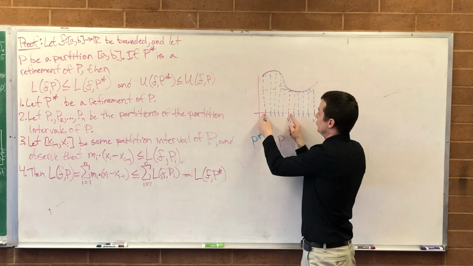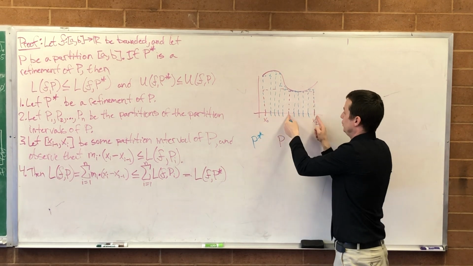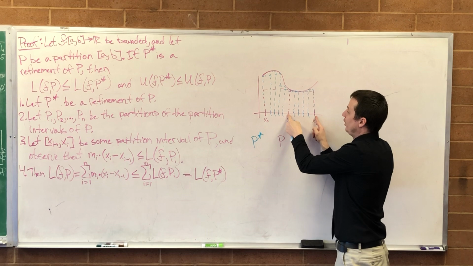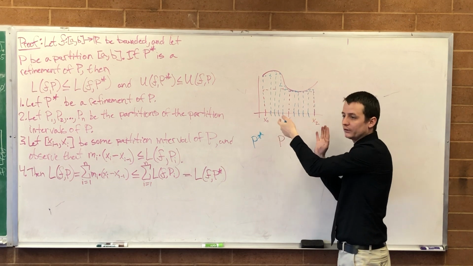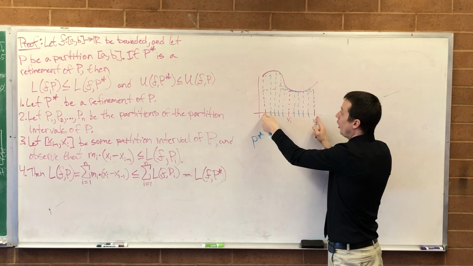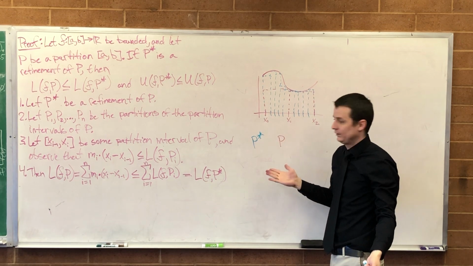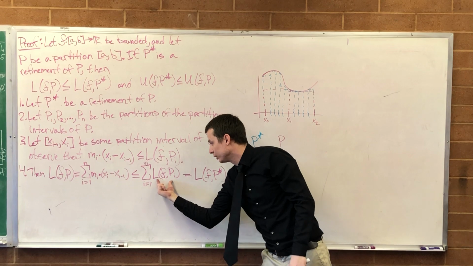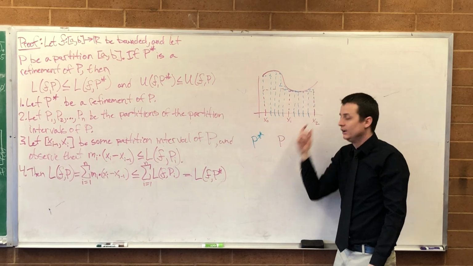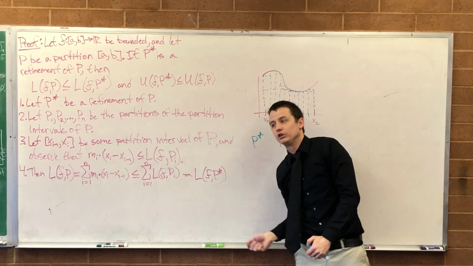So we use that theorem to say the blue is bigger than the pink here, and the blue is bigger than the pink here. Sum them all up, the blue is bigger than the pink on all of it. And what is it when we sum up all the blue on all of it? That's the lower Darboux sum that P star gives us. That's its definition. So the sum of all those lower Darboux sums on each of the intervals is the lower Darboux sum using all of P star.